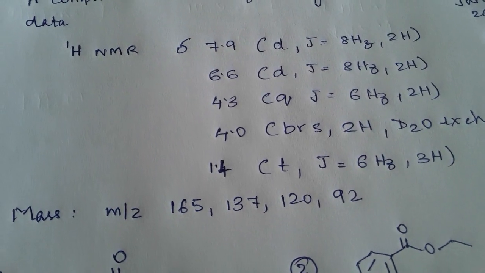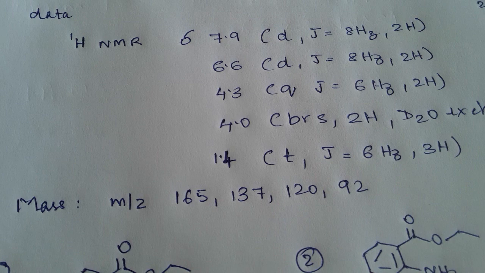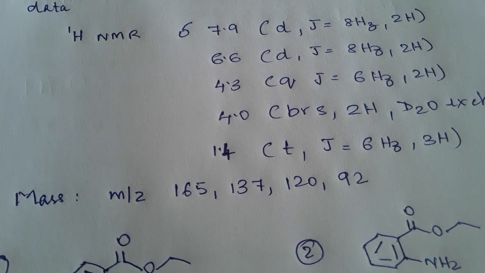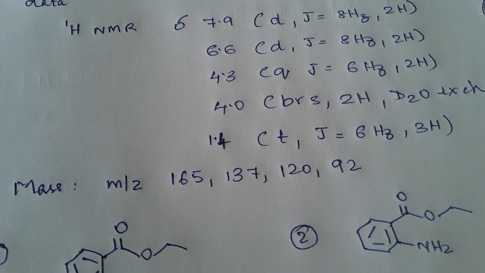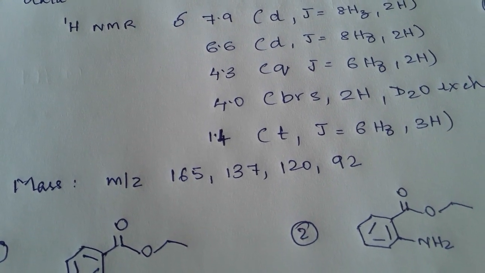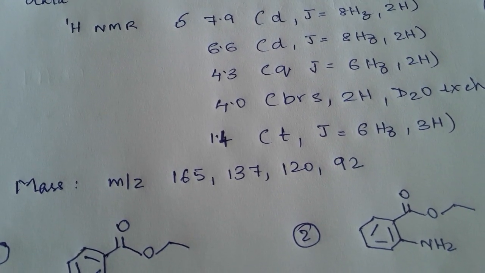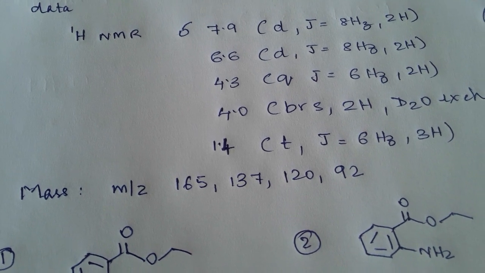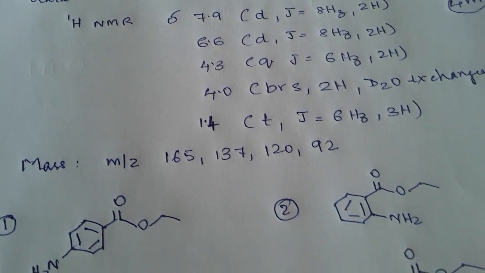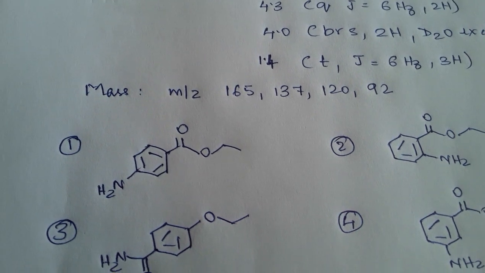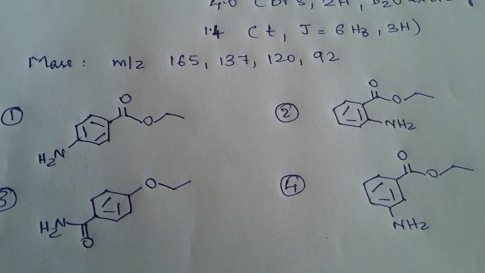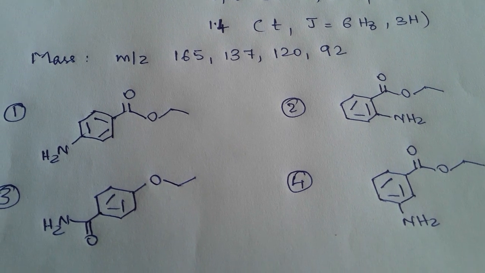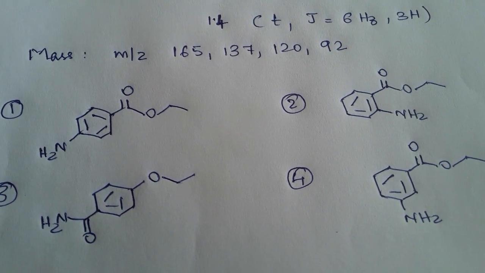The mass spectral data are also given: m/z 165, 137, 120 and 92. Presumably the 165 should correspond to the molecular weight of the compound. So let's look at the choices given in the exam. You can see the 4 choices, and interestingly they all seem to be isomers at first look.